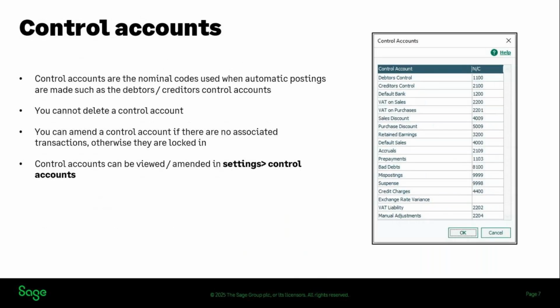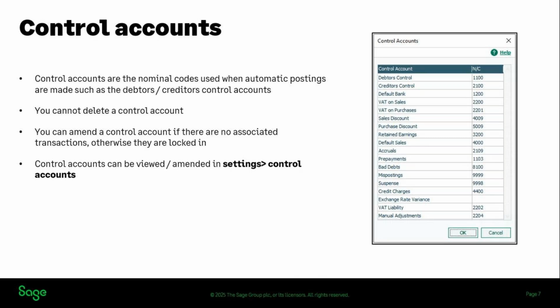So these are used when automatic postings are made, for example, to your debtors and creditors control accounts. An example that I'm going to be showing you is if you paid the bill £100 net, £20 tax, so 120 altogether, a control account in the background would be sending £100 to your sales ledger, £20 to your tax liability nominal account.